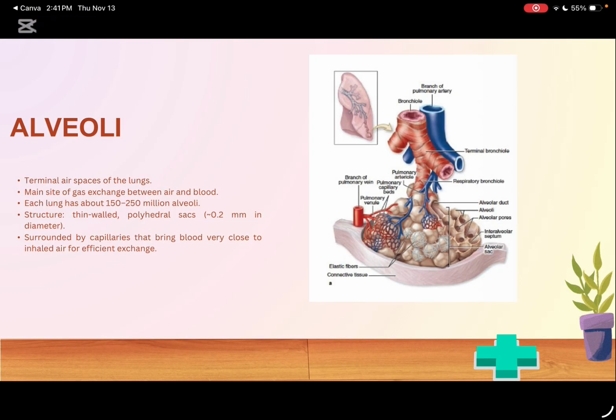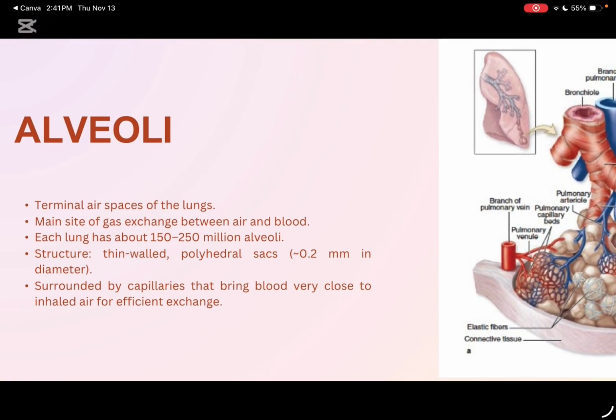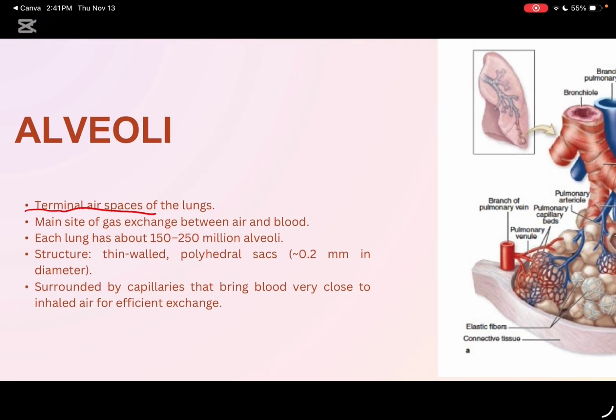Alveoli, as we said, are the terminal airspaces of the lung. They are just there for airspace and gas exchange. The main site of gas exchange between air and blood. And each lung has 100 to 150 million alveoli. You don't need to know this. And the structure of it is thin-walled, polyhedral sacs. It's 0.2 millimeter in diameter. Imagine how thin they are.